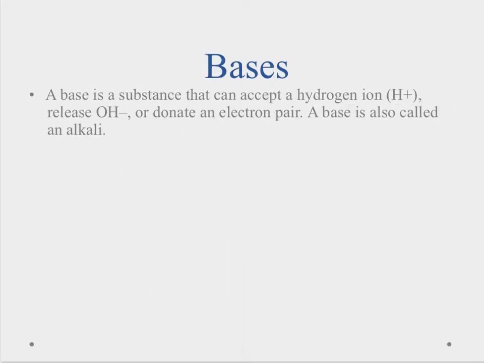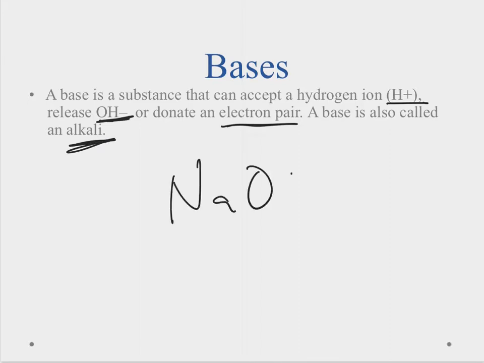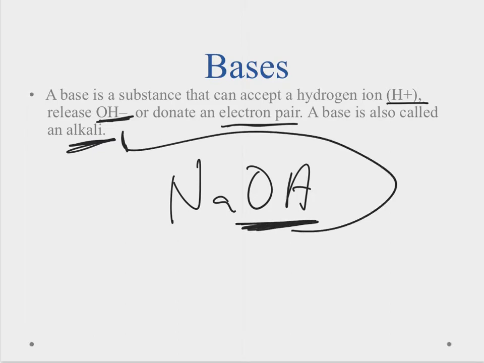Now, bases are about the exact opposite of acids. An acid could donate a hydrogen ion, a base will accept this hydrogen ion, or it can release this hydroxide ion. Okay, notice it has a negative charge. They also can donate an electron pair, and they're often referred to as alkali. Some common bases, the biggest one of all is sodium hydroxide, and you'll notice it has this OH, this hydroxide group in the name, and that kind of gives us a little clue that it's a base.